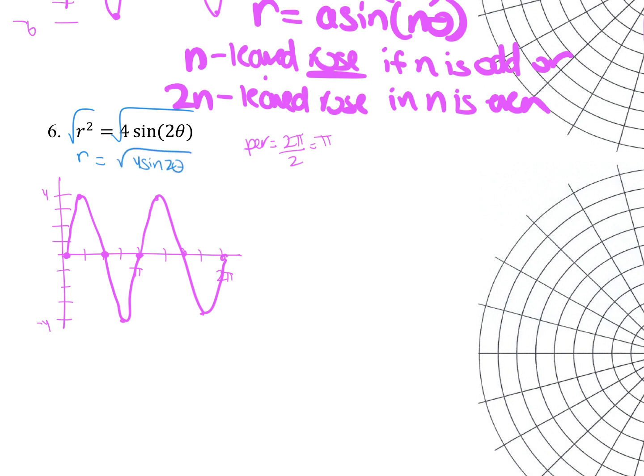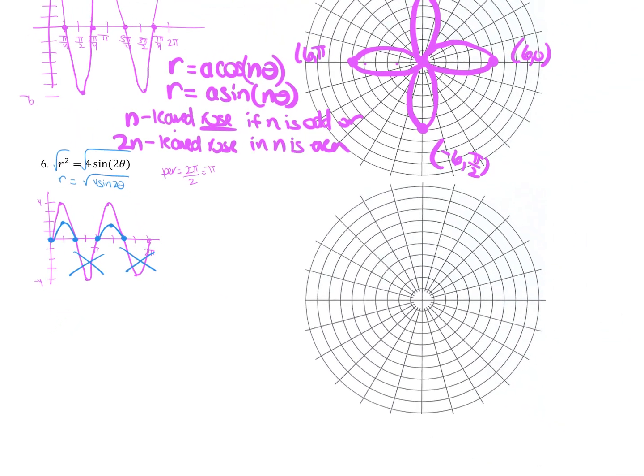Now, what does that mean? We're going to go through and take the square root of all of our outputs. Square root of 0 is 0, square root of 4 is 2, square root of 0 is 0, so that gives us this little piece. Now we can't do square roots of negatives, so there's not going to be anything to find there. Square root of 0 is 0, square root of 4 is 2, square root of 0 is 0, and then we can't take the square root of a negative. So we're just going to be plotting those points.